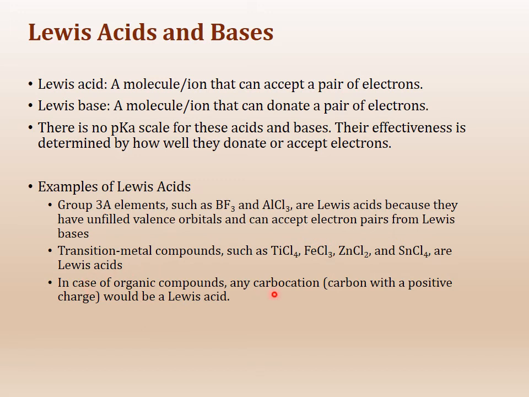In the case of organic compounds, what we will deal with is a carbocation, that is a carbon with a positive charge. And again, since it's a cation, it can accept a pair of electrons. So those are going to be your Lewis acids, and that's the best way to recognize them. Which means group 3, metal cations, and then carbocations.